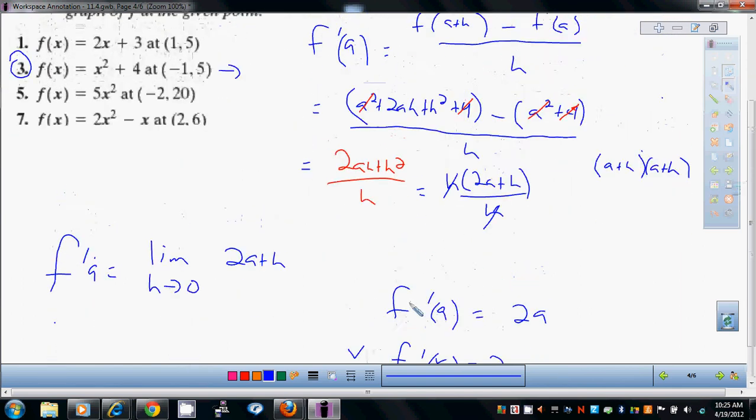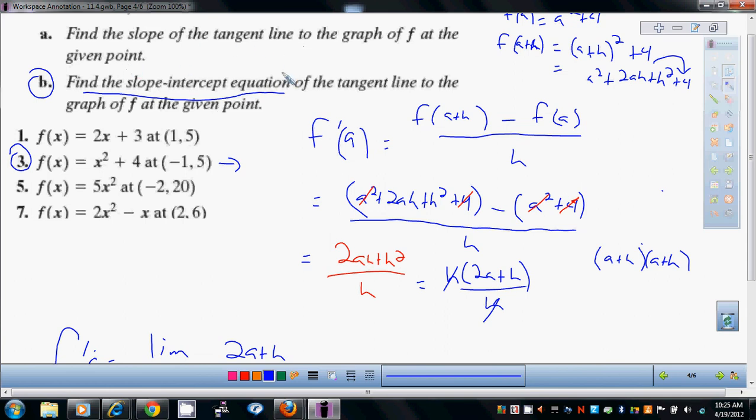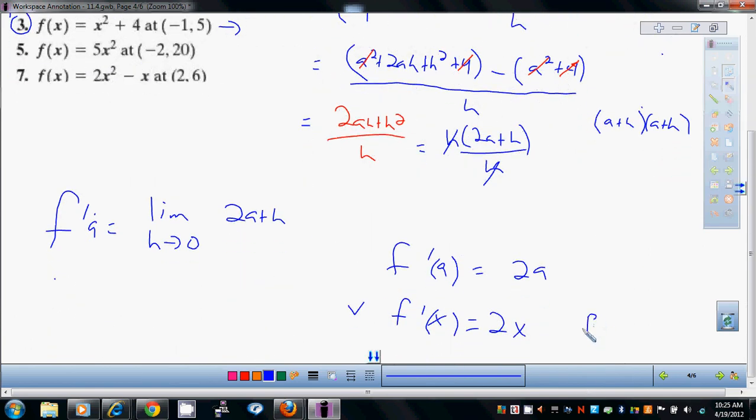Check. Part A said find the slope at the given point. So now I need f prime of the point it gave me, -1. And what is that? -2. And that's the answer to part A. That equation will tell you the slope of this function at any point. What if I was curious about the slope at x equals 6? It's going to be 12. What's the slope at -8? It's going to be -16.